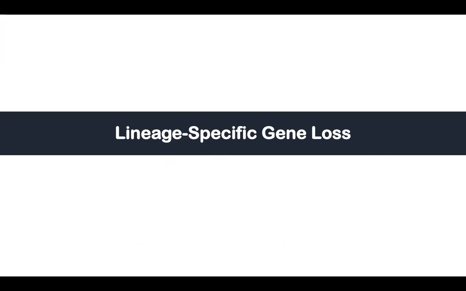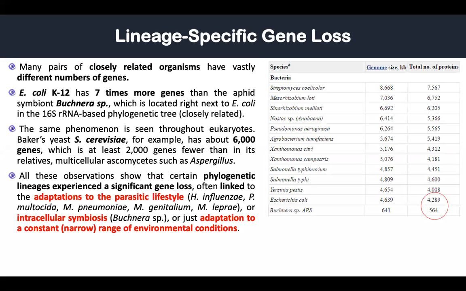Over the years, when a particular organism doesn't require certain metabolic pathways or certain processes to survive, they eventually start dropping or losing those genes because they want to have a minimal set of genes to survive. So among many pairs of closely related organisms, we have seen that they have very different numbers of genes.